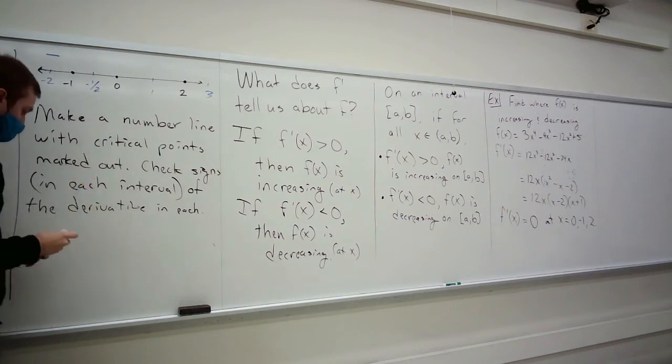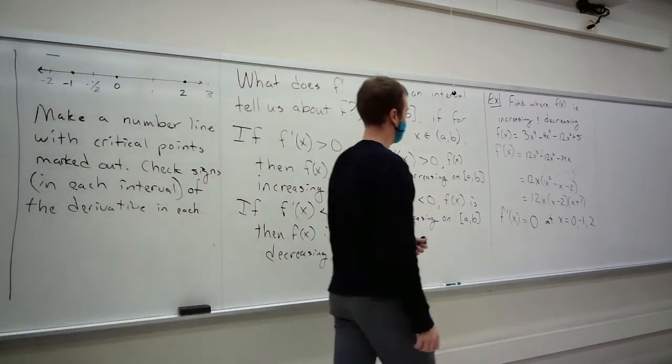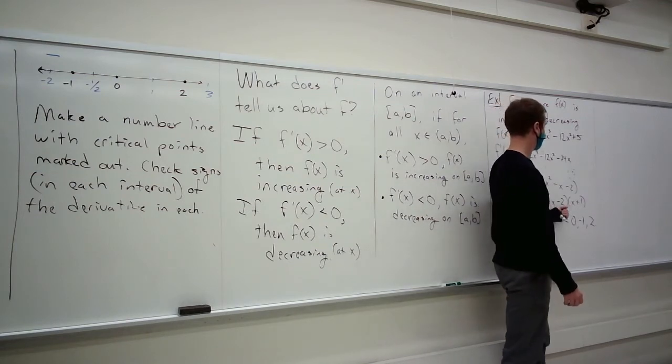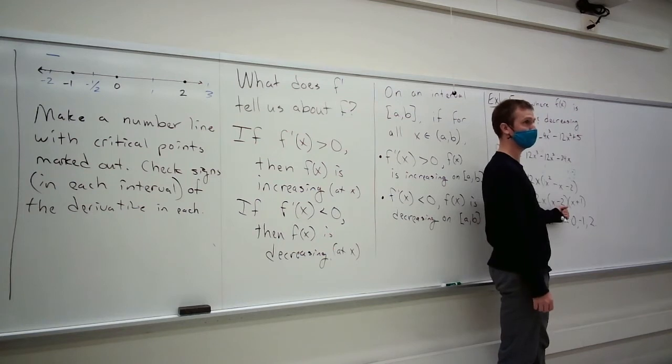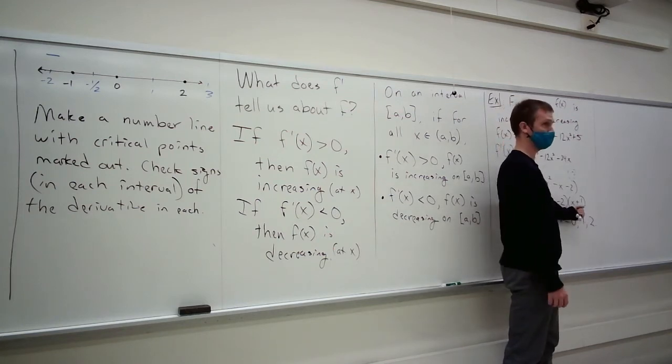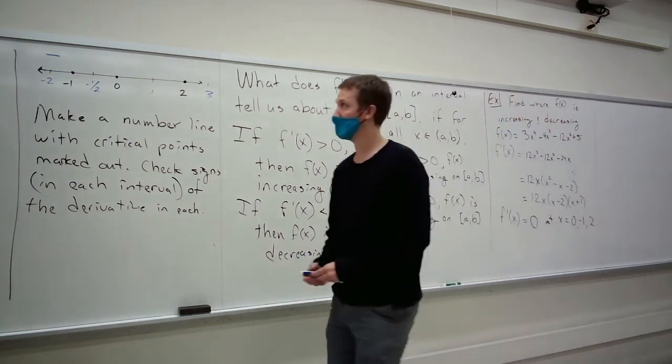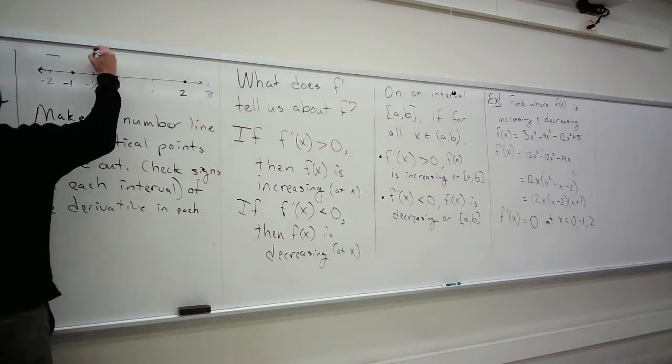Let's test this interval now. Negative 1 half. Okay, so we got 1 negative times another negative. Negative 1 half minus 2 is still negative. Times now a positive. So we have a negative times a negative times a positive, which means there our derivative is positive.